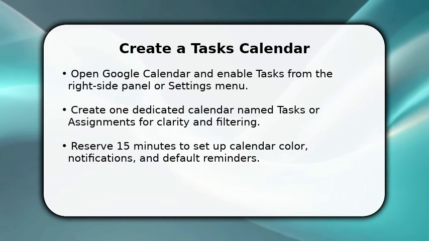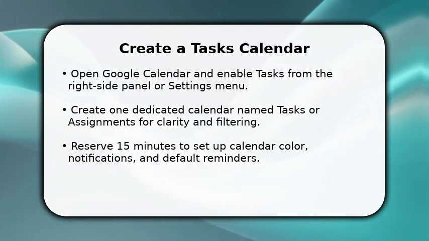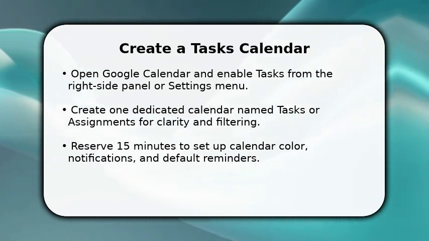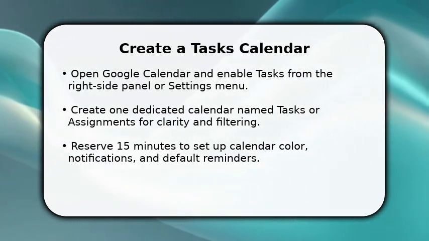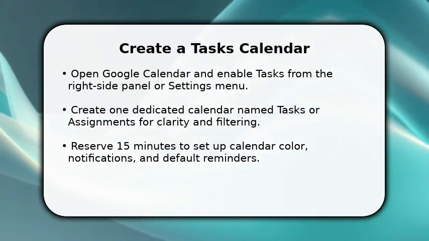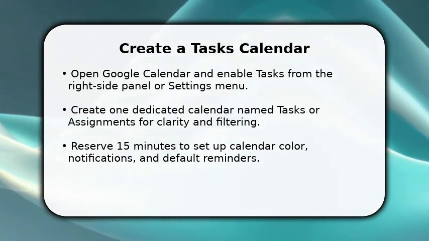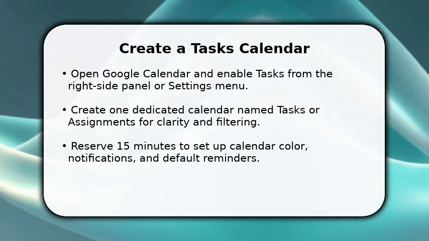Open Google Calendar in your browser or mobile app and sign into your account. Enable the Tasks panel from the right side icons or from Settings to view tasks. Create one dedicated calendar named Tasks or Assignments for clarity and simple filtering across views. Choose a distinct color so tasks stand out on your month and week views.